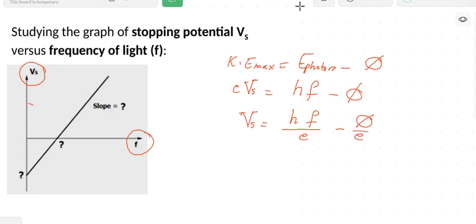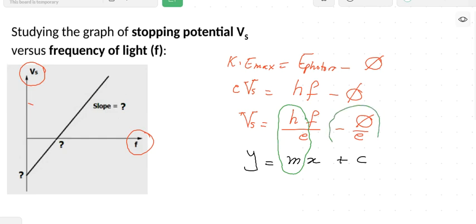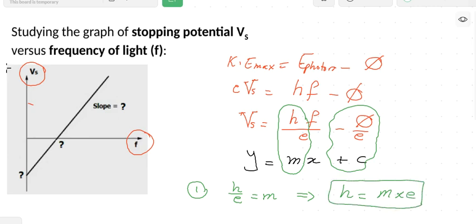If we compare this equation with the equation of a straight line, y equals mx plus c, we realize that the slope of this straight line will be equal to h over e, and the y-intercept will be equal to minus the work function divided by e. So we write this conclusion. Number one, in this graph h divided by e equals the slope. This implies that if we need to determine Planck's constant, we multiply the slope by e. This is very important information.